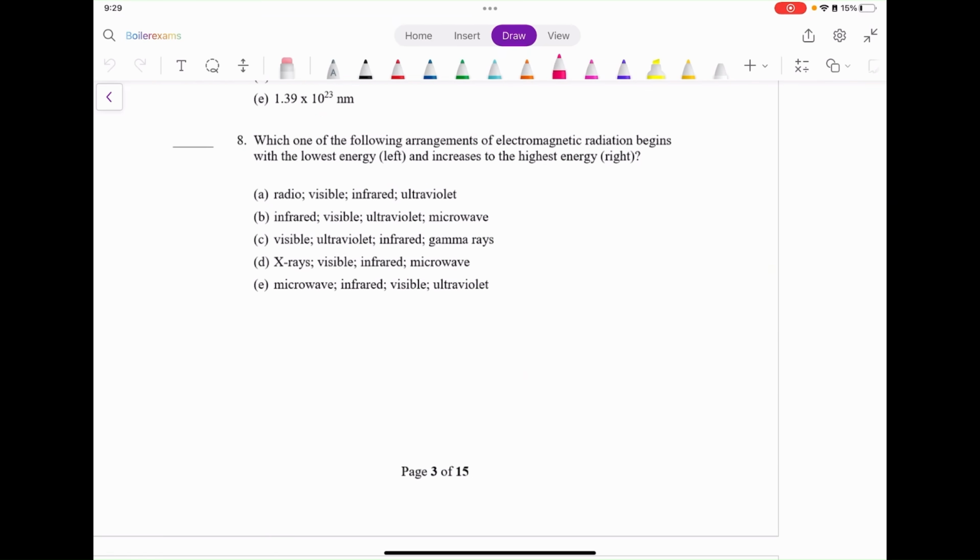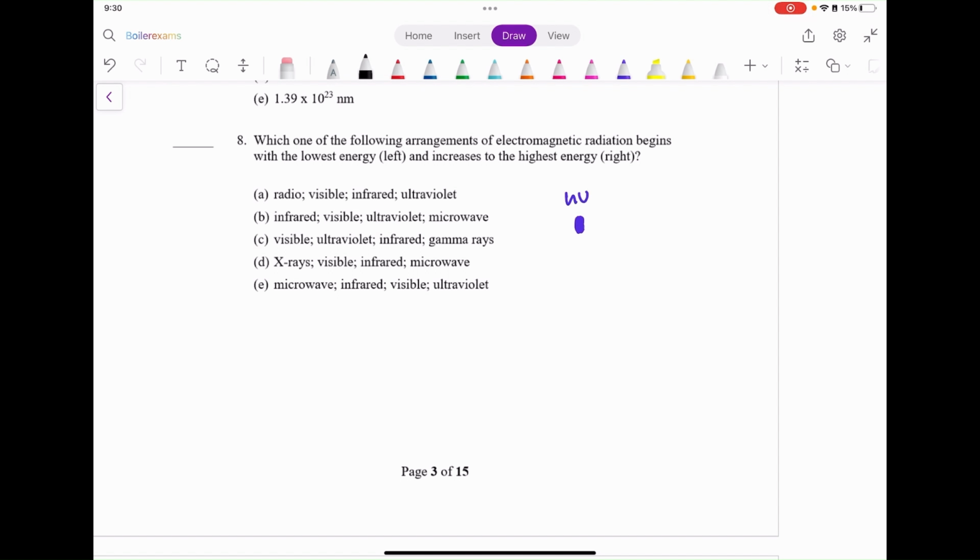Problem 8. Which one of the following arrangements of electromagnetic radiation begins with the lowest energy on the left and increases to the highest energy on the right? Okay, so if I know from memory, my electromagnetic spectrum looks something like this.